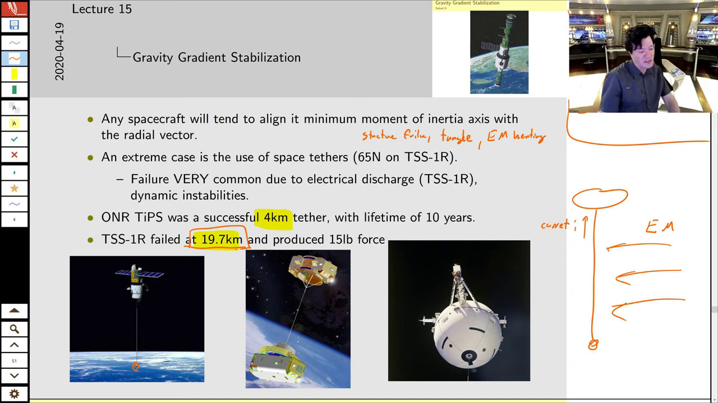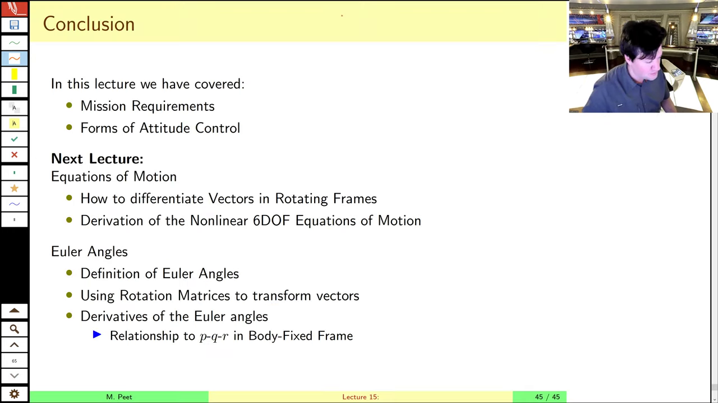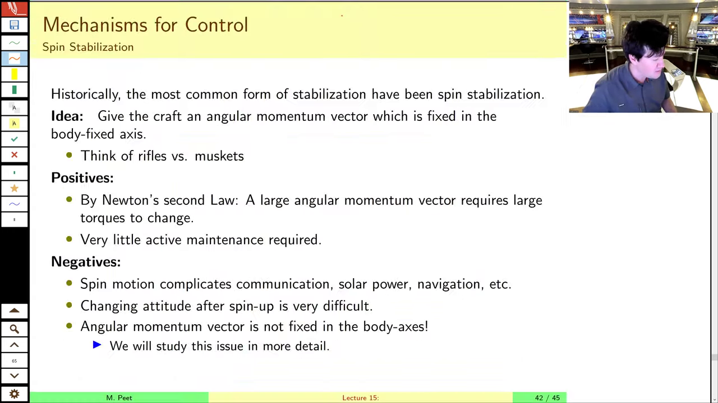Remember the space elevator that we were talking about earlier, right? The space elevator is essentially a very long tether. You've got this pointed geosync, and then you've got a tether going down that way and a tether going out. Oops. Sorry about that.